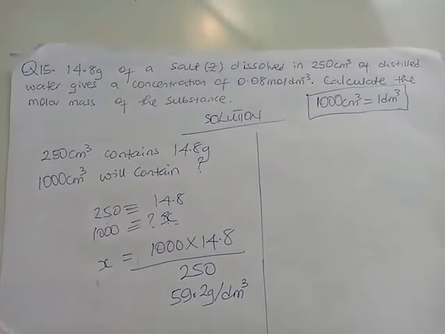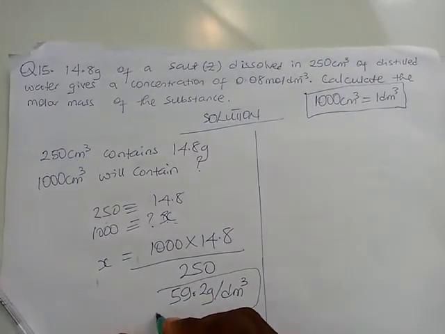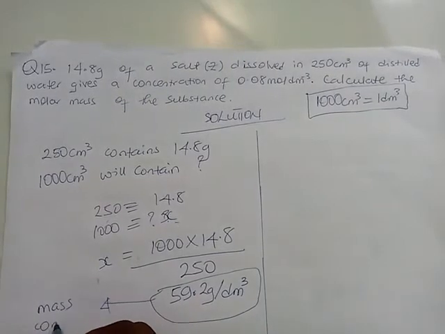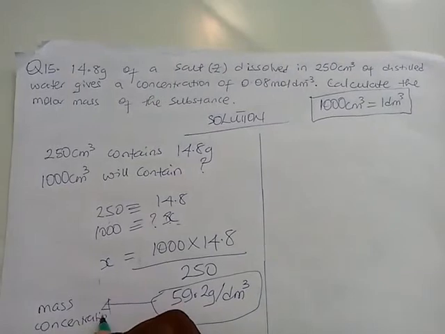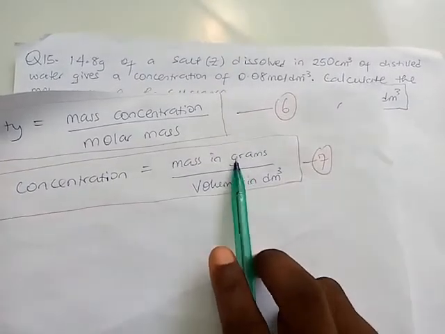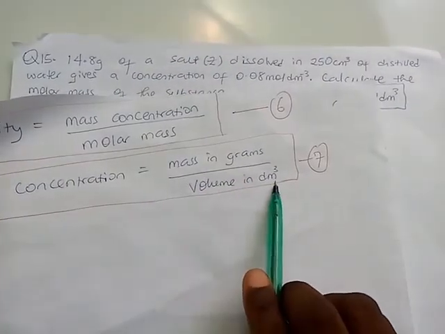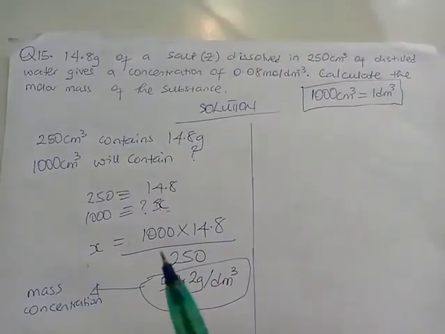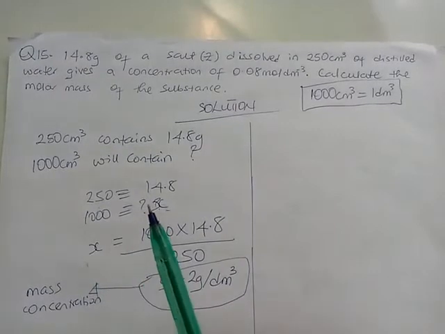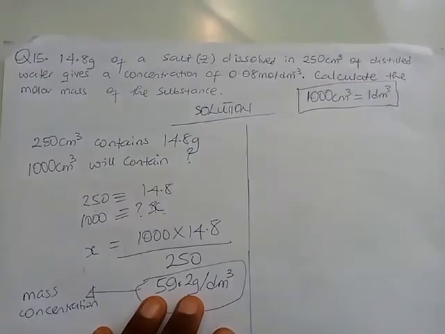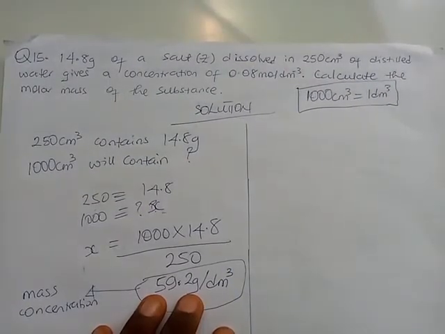And this is called the mass concentration. Just take note of it. This is known as what? Mass concentration. That's mass in grams all over volume in dm cube will give you the mass concentration. Now the next thing I'm going to do is to put this into this relationship. There's a particular relationship between mass concentration and molar concentration and the rest of them. That is what I'm going to use now.